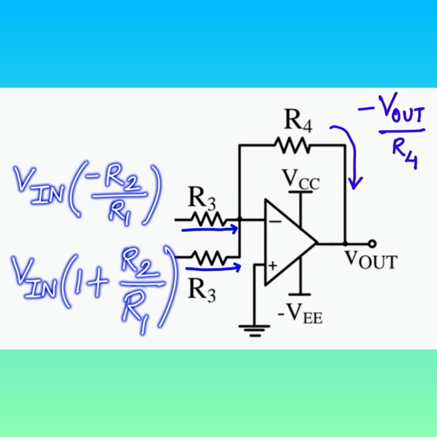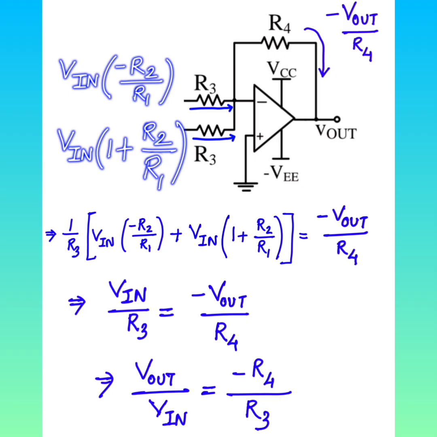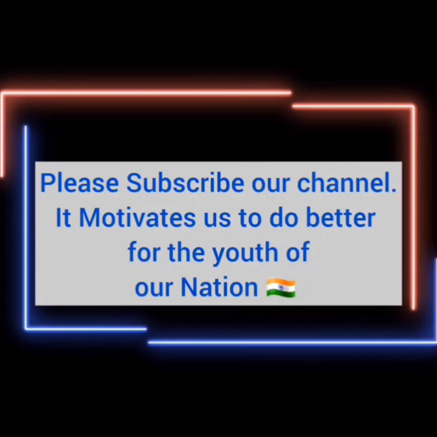So the current which is flowing through R3 is actually flowing through R4 and going to the output. If we calculate, the current which is flowing through R3 is given on the left hand side, and the current which is flowing from the zero potential to V out is minus V out divided by R4. Then if we calculate the closed loop gain, V out by V in is equal to minus R4 by R3. That is my answer. So I am ending over here.